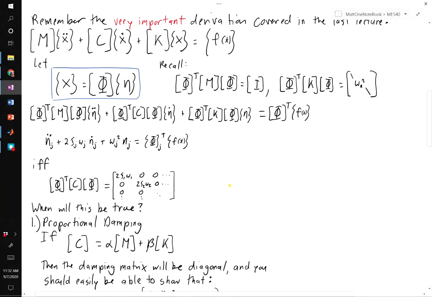Okay, so anyway, we do this change of coordinates, and we have these two important properties, orthogonality properties, of the modes. And so when we plug this into the equation of motion and we pre-multiply by phi transpose, we get this, and we talked last time about the fact that these two are automatically diagonal, and if we assume that the damping matrix is diagonalized by the modes as well, then we get uncoupled equations. And so we can solve for the jth mode without having to worry about what any of the other modes do.